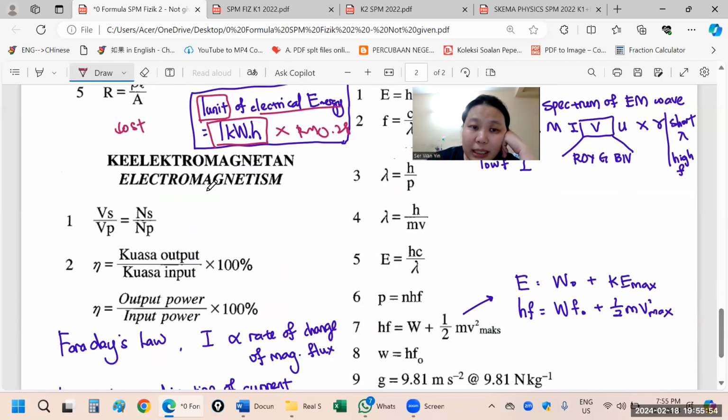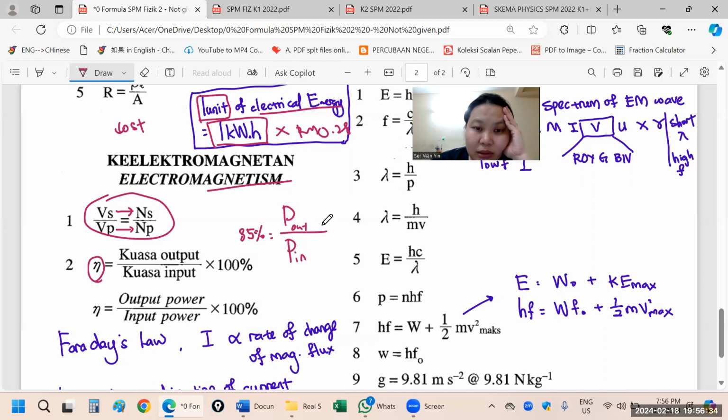Okay, so electromagnetism, this is a transformer. You can see that the secondary voltage is directly proportional to the number of turns of the secondary coil. This is the voltage for the primary coil, directly proportional. Then for output and input, this is efficiency. So if they say efficiency 85%, you substitute here: 85% equals output power divided by input power times 100%.